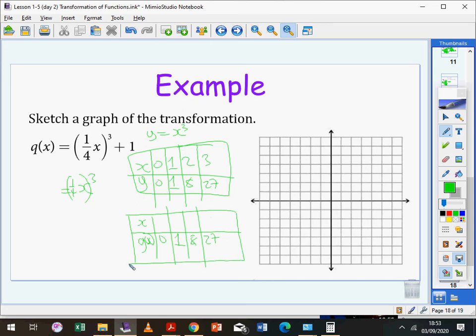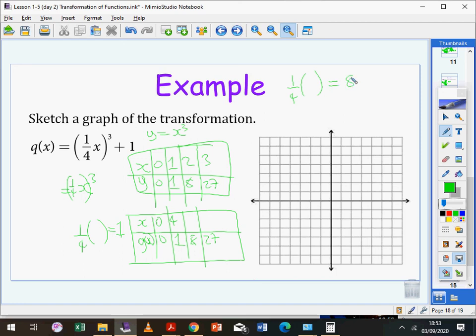I hope you can see that for 0, that will stay the same. But in order for me to get an output value of 1 in this new function, I'm going to look for an input value that can be multiplied by a quarter to give me an output of 1. And that input value is 4. Alright? In order to get 8 in this new function, I'm going to look for an input value that is multiplied by a quarter to give me 8.